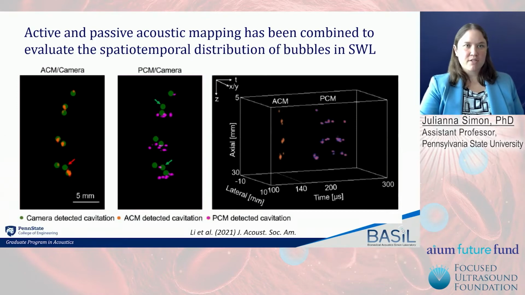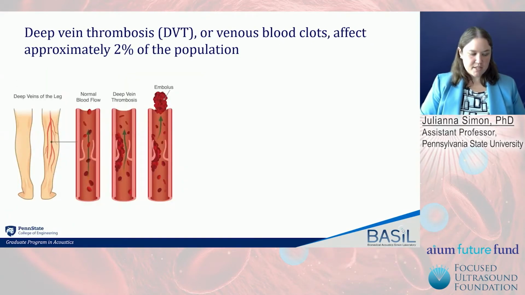Now I'm going to shift gears a little bit and talk about deep vein thrombosis. So deep vein thrombosis, DVT, also known as venous thromboembolism or venous blood clots, affects about 2% of the population.